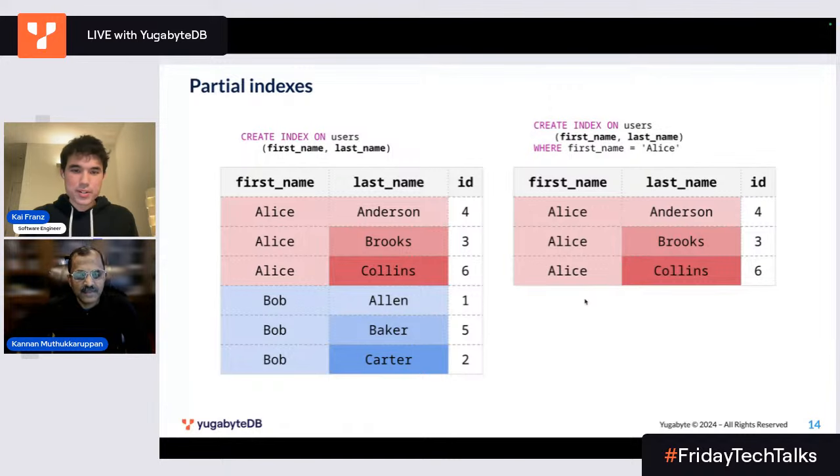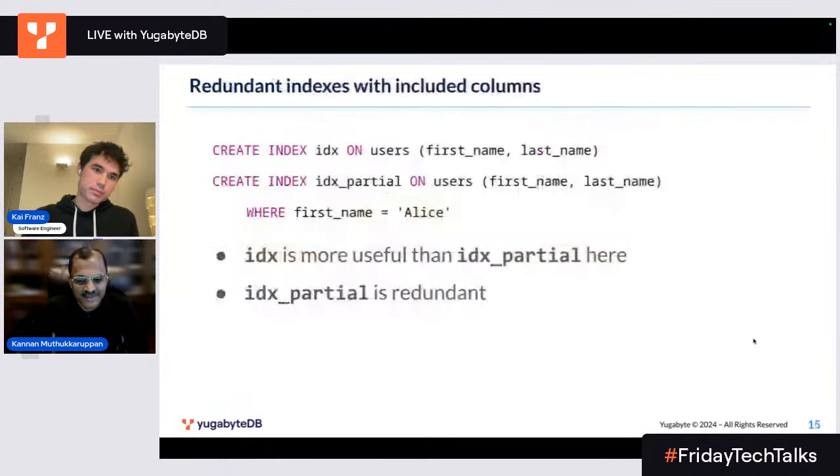So the partial index is going to be just as fast as the regular index if your first name is Alice. But if your first name is Bob, the partial index is going to be completely useless, because it's not going to have any of the rows that you're looking for, and you'll have to look at a different index.